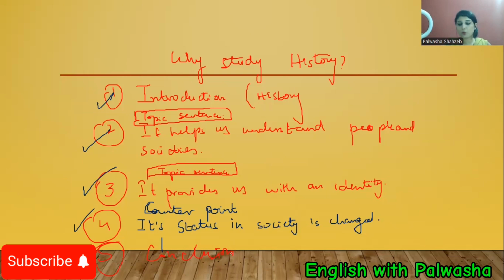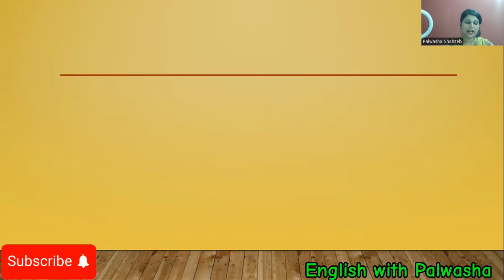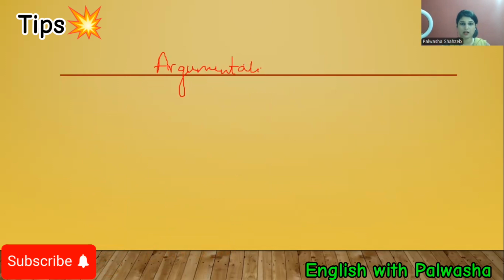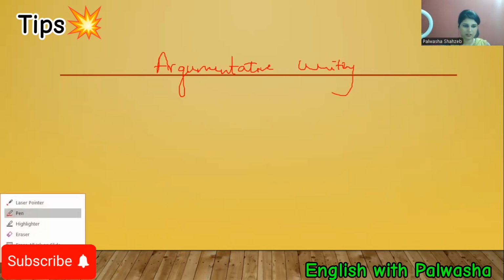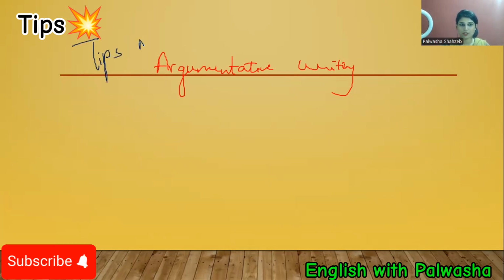And there are some notes which I'm going to share with you guys at the end. Again, I'm going to talk about some important major tips regarding argumentative writing. And these are some of the tips which you need to focus on. Let me just change the pen color. Okay, these are some of the tips which I'm going to give you.